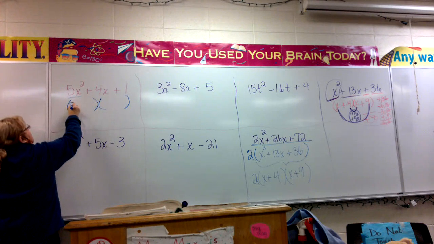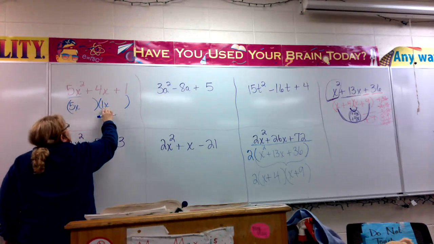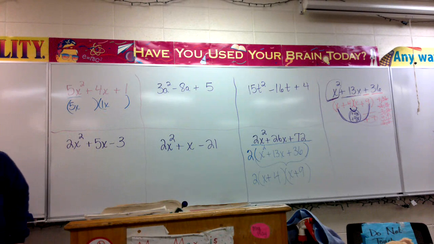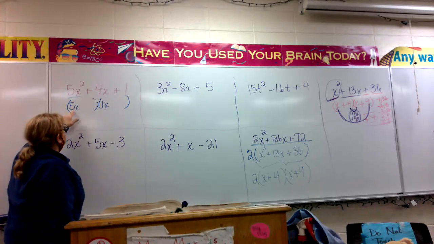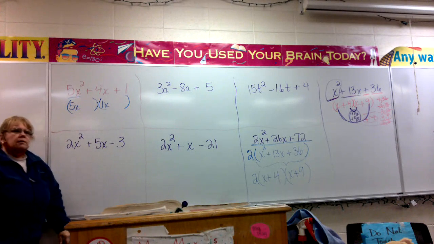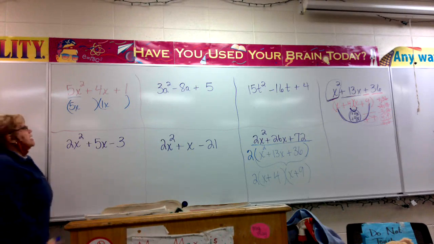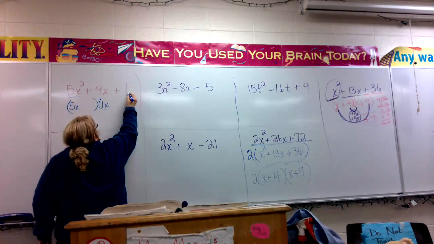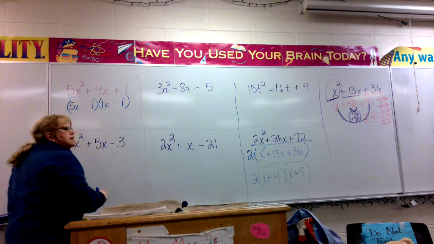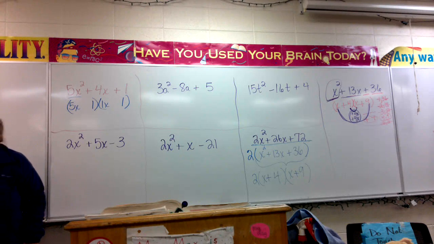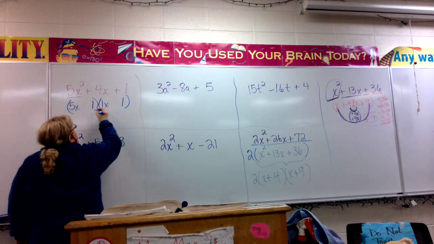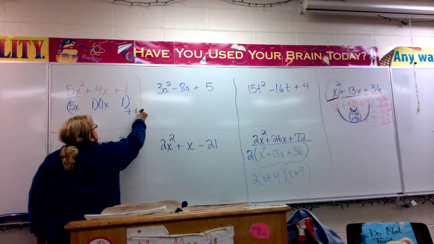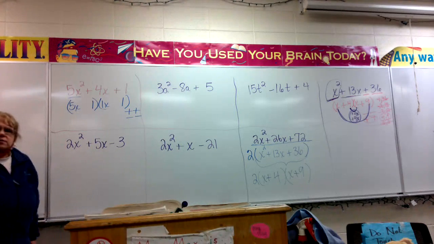So would you agree I have to have a 5x and a 1x? I don't care if you put that 1 there or not. It's up to you. But would you agree to multiply and get 5x squared, it has to be 5x times 1x? Then we're going to move down to the other end, just like we did yesterday. How do I get a 1? Ooh, that's easy. Has to be 1 times 1. There's no other possibility. How do I get a positive? What am I going to multiply together to get a positive 1? 2 positives or 2 negatives, right? That's what you practiced with yesterday.